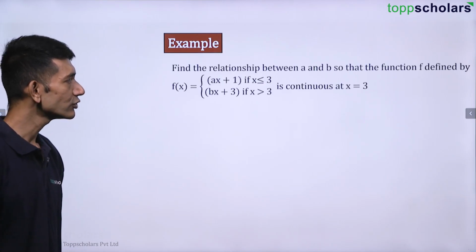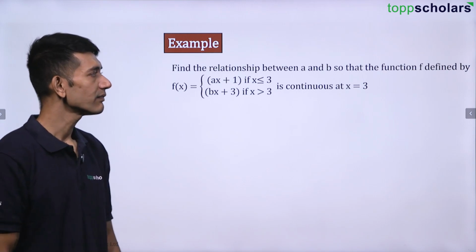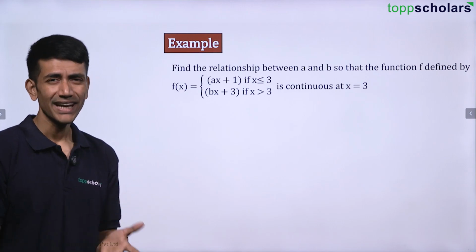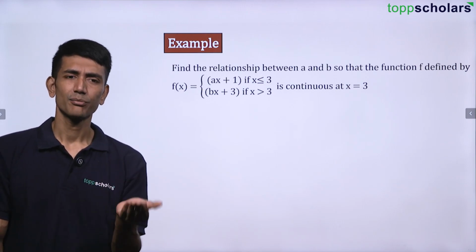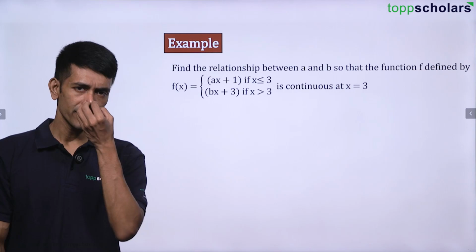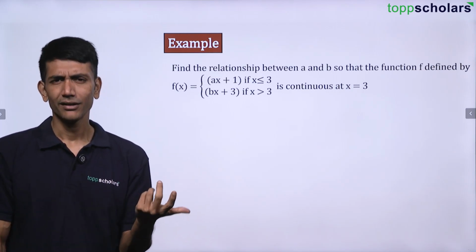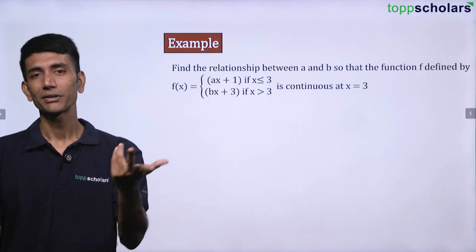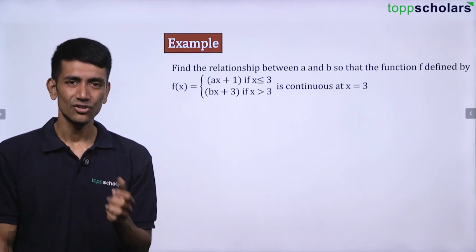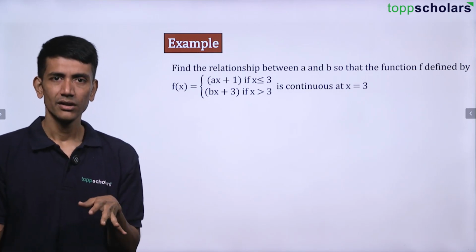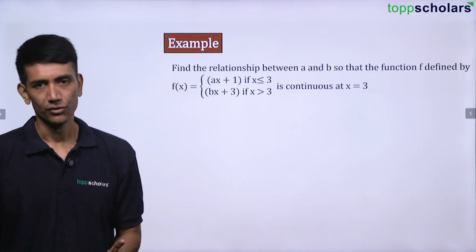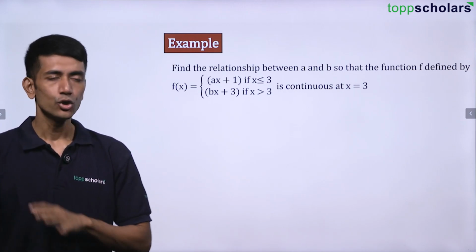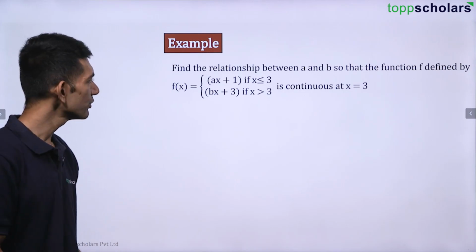Now find the relationship between a and b so that the function f defined by, okay. Now we are supposed to find out the relation between a and b. Now what is the meaning of finding the relation between a and b? A can be double of b, b can be half of a, b can be 10 times a, a can be 5 times b, a can be 4 more than b. That's how we need to create a relation. So whenever they say create a relation, indirectly create an equation between a and b at the end. You don't have to find out the value of a and b. I hope this part is clear.